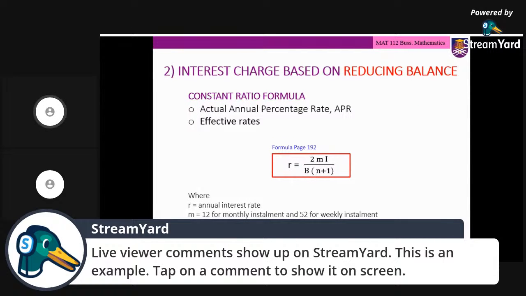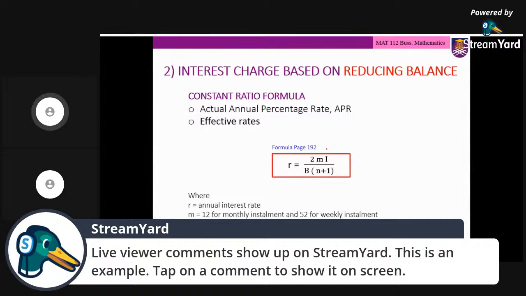Okay, so now let's look at the interest charge based on reducing balance. So in reducing balance, we use the constant ratio formula. The constant ratio formula is also known as the actual annual percentage rate, APR, or effective rate. So this is the formula for the constant ratio formula. So what is the difference between original balance and reducing balance? The formula to calculate the interest. That is the only difference. Only the formula to calculate interest is different.